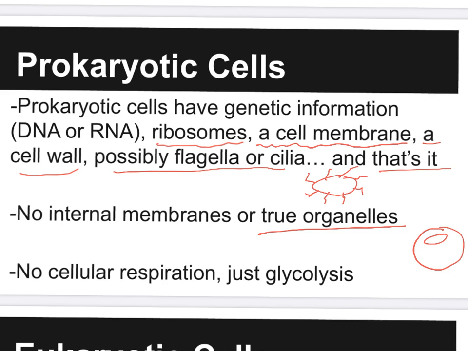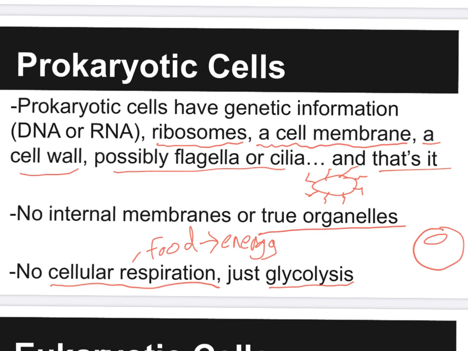They also do not perform the process of cellular respiration, which is the way that food is converted into energy in, for example, your cells. They only perform the first part of that process, which is called glycolysis. And this is something we'll learn about in more detail later as well. But you can think of it as they have a much simpler, less efficient metabolism. They're not able to produce as much energy as a more complicated cell.